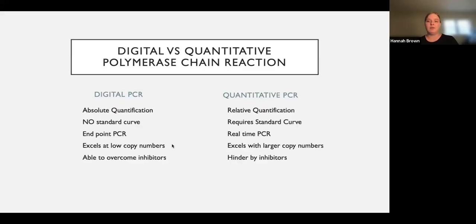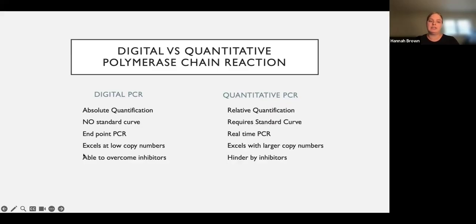Whereas with qPCR, if you only had one copy, the machine has to read that in a larger well, and so it just doesn't excel as well at those smaller copy numbers. But it does do better at larger copy numbers, where the digital can be oversaturated and just not give you the resolution you're looking for.